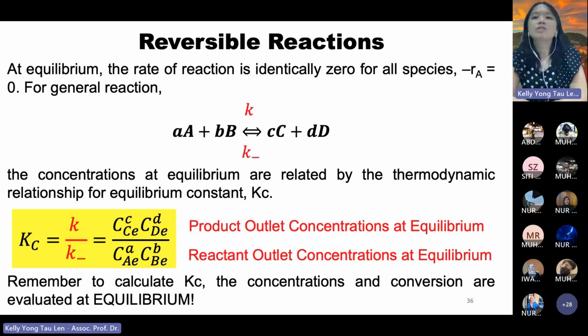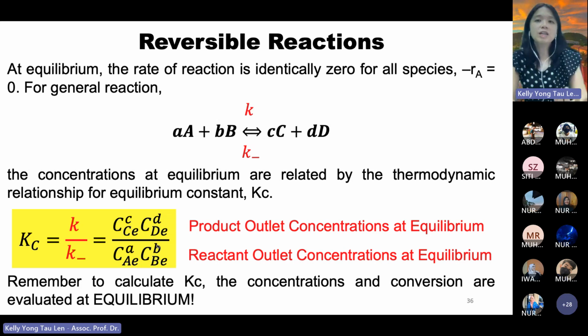Okay, so the concentration of D at equilibrium, power its stoichiometric coefficient as well, over the concentration of all of your reactants. Dalam kes ni katakan ada 2 reactant. So it must be the concentration of A at equilibrium, power A's stoichiometric coefficient, multiplied with the concentration of B at equilibrium, power its stoichiometric coefficient.